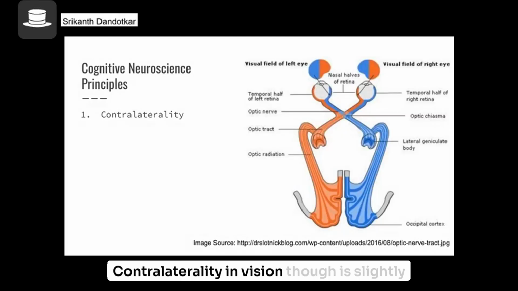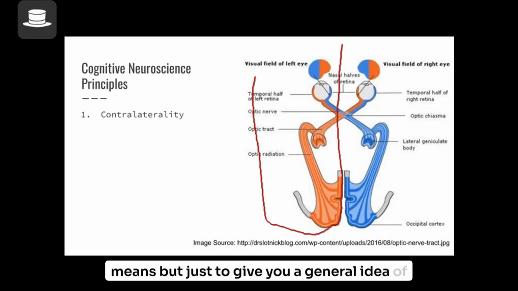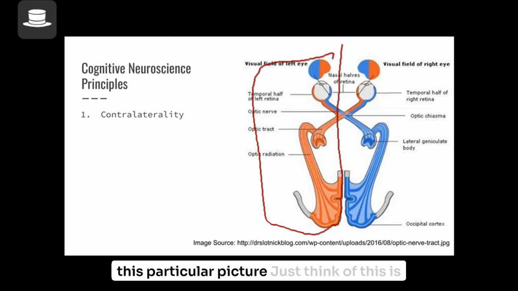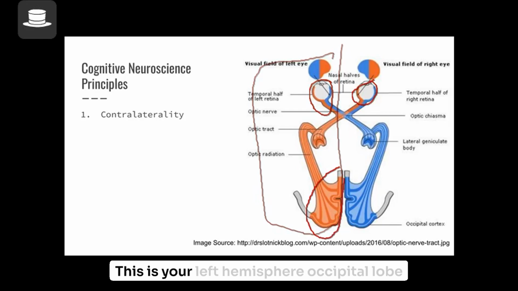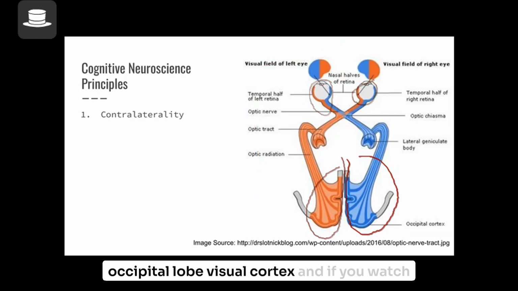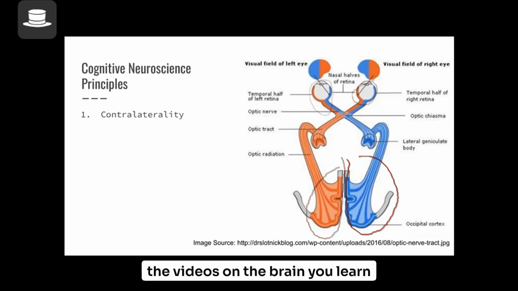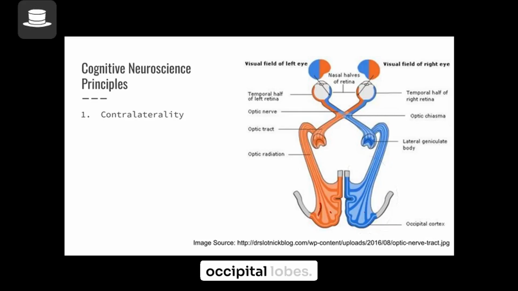Contralaterality in vision, though, is slightly different. I'll talk about what exactly it means, but just to give you a general idea of this particular picture, think of this as your left eye, this as your right eye, this as your left hemisphere occipital lobe, visual cortex, and this as the right hemisphere occipital lobe, visual cortex. If you watch the videos on the brain, you'll learn that the occipital lobe is the seat of visual perception, and there are visual cortices in each of the occipital lobes.